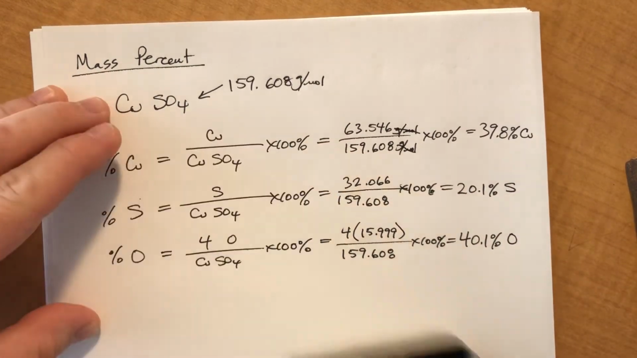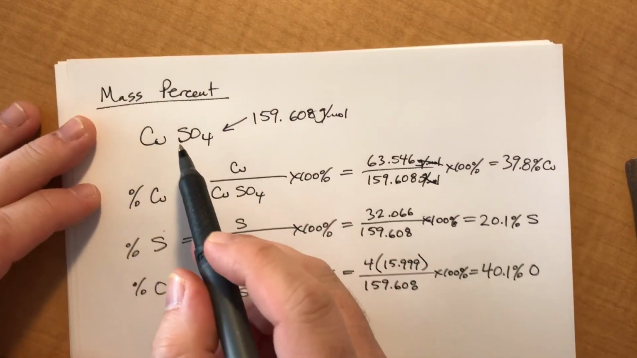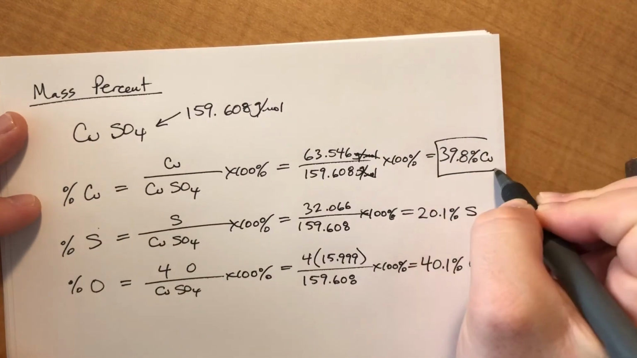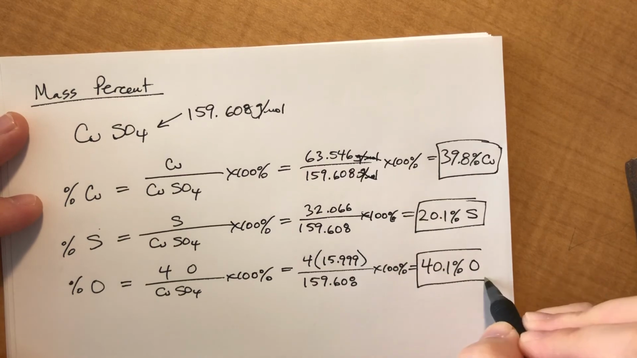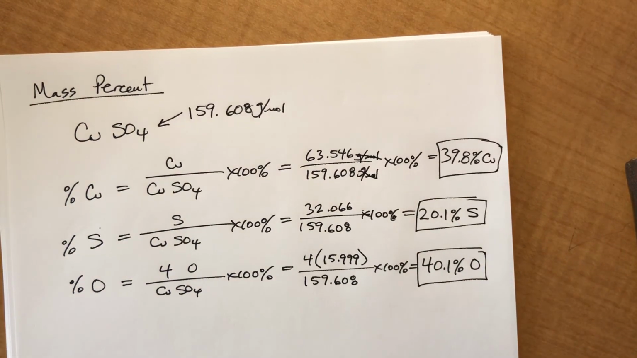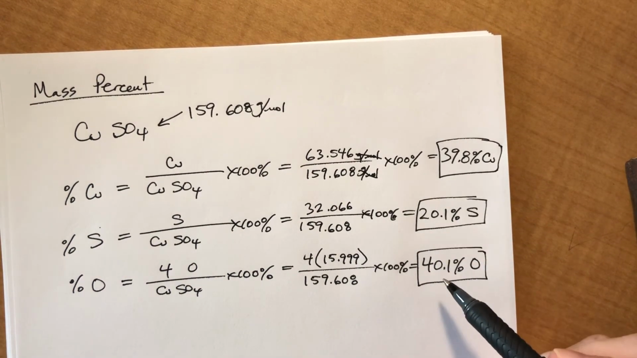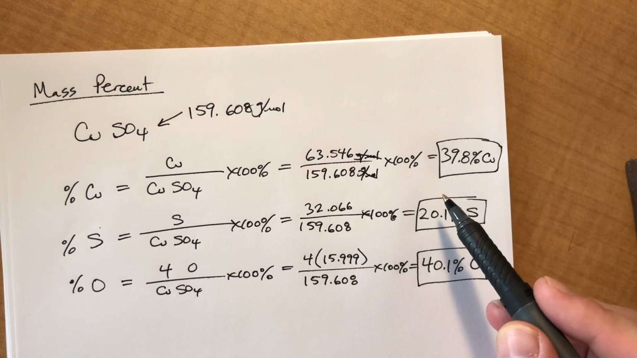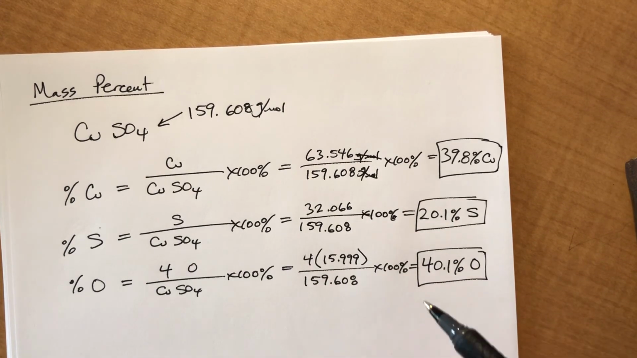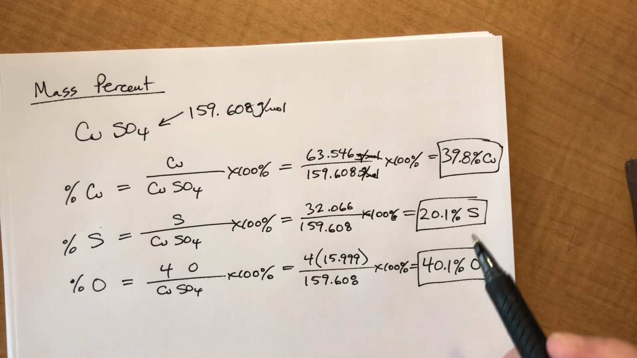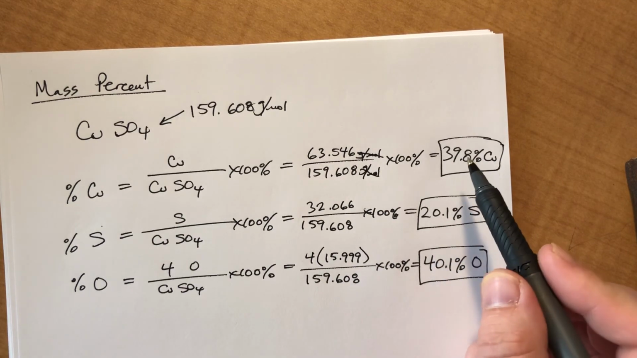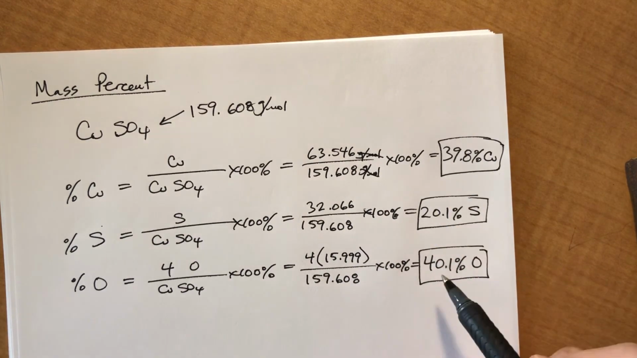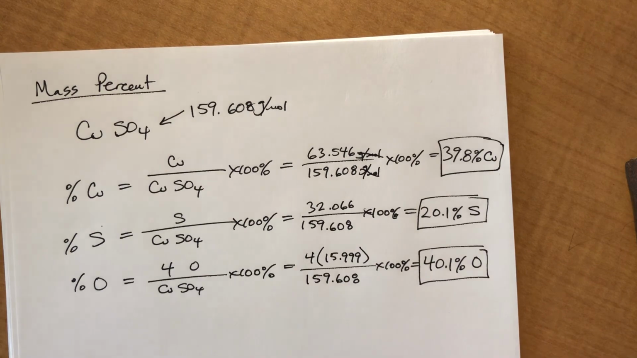So what this tells us is that this compound is 39.8% copper, 20.1% sulfur, and 40.1% oxygen. These should add up to 100%. If these don't add up to 100%, you probably miscalculated something somewhere. Honestly, what this also means is if you have 3 things that you're solving for, as long as you get the first 2, you could just add them up and subtract them from 100 to get the third one.